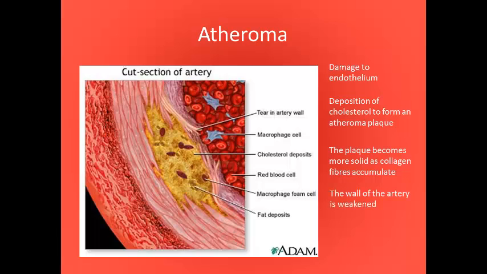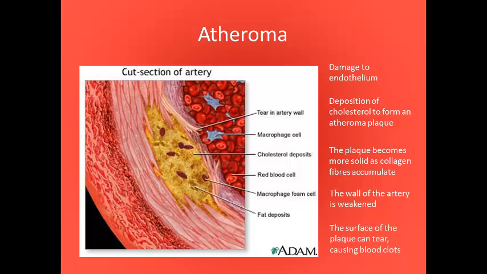The wall of the artery at this point is weakened. As you can see here, the pink muscle cells aren't forming the normal solid layer that they would in the tunica media. They've been interrupted by this atheroma, and that can weaken the wall of the artery, and that can eventually lead to an aneurysm where the artery bulges outwards and can even burst.